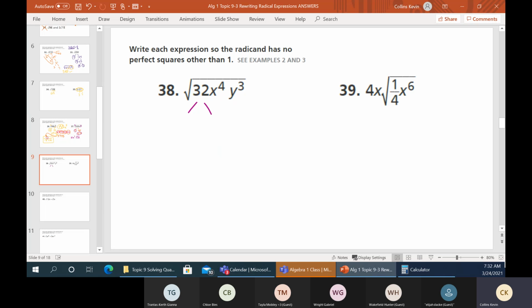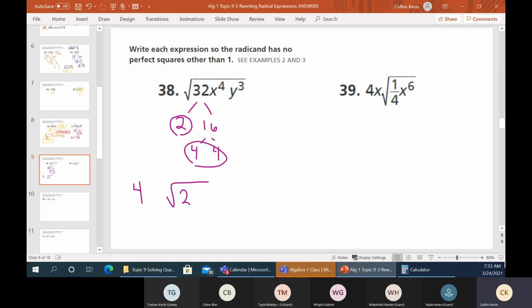So we've got 2 times 16. And 16 is a perfect square, right? That's 4 times 4. Okay. So the 2 4s can come out front. So they're out front. We've got a 2 that's going to stay inside.